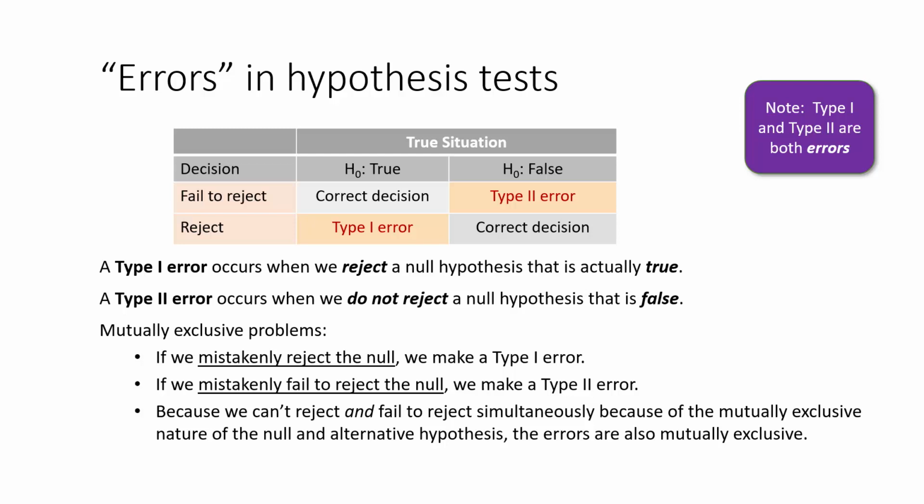So these are mutually exclusive, but type 1 and type 2 are both types of errors. You'll also see in this chart the correct decisions. You'll see pretty soon that the correct decision of failing to reject a true null is our confidence level, and our correct decision when the null is false is the power of the test.